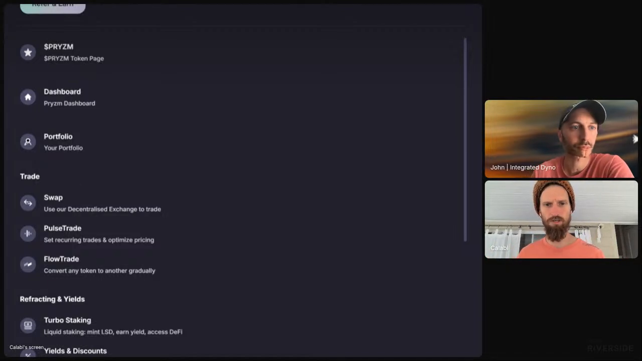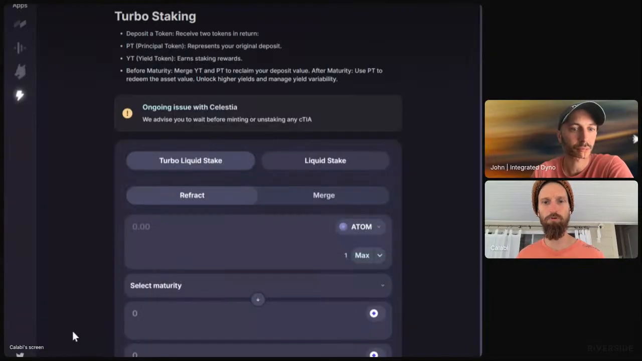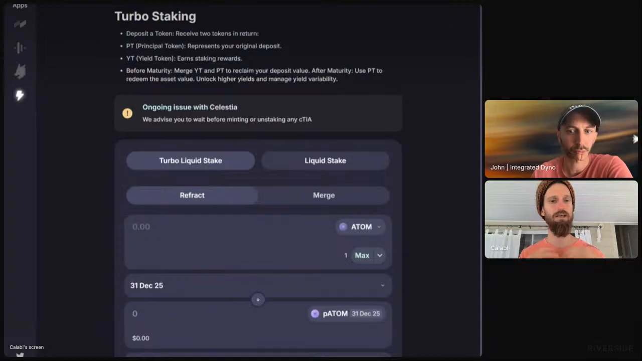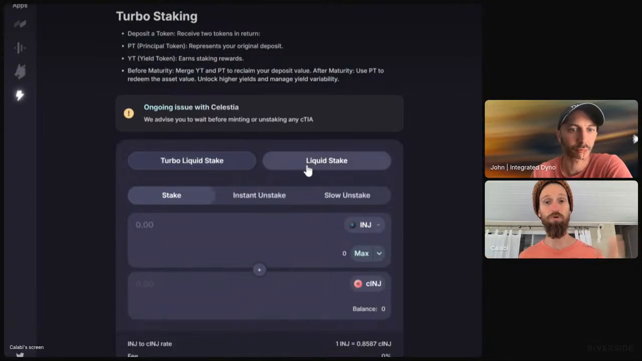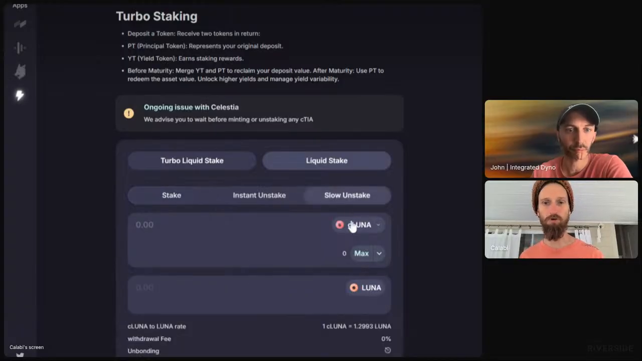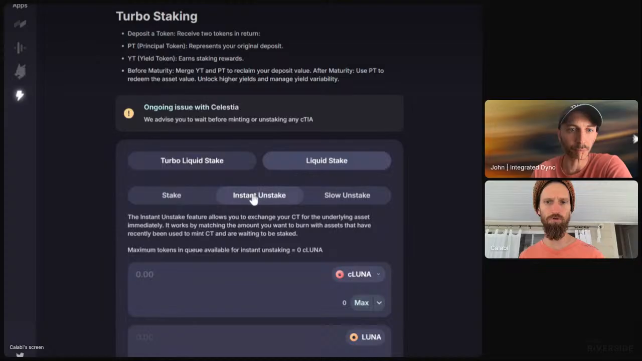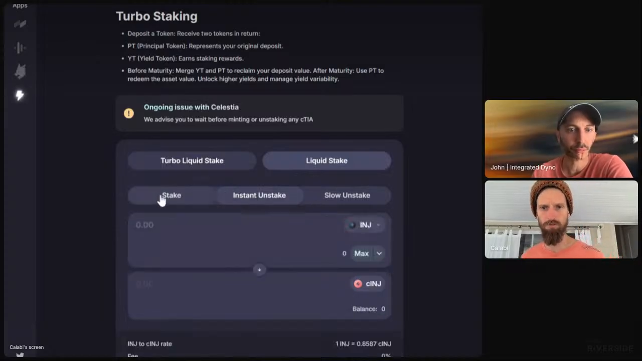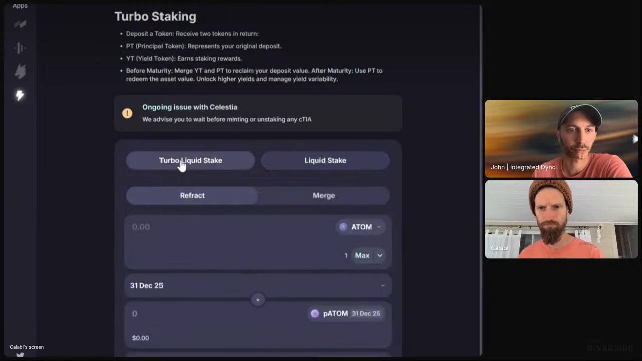So let's go to turbo staking. You have a couple options here. Turbo liquid staking is you have the base asset Atom, and it liquid stakes and refracts. Boom, one step. Or you can choose to just say, hey, I just want to mint the LST. That's all I want to do. And you can also slow unstake here too. And there's a cool option for instant unstake. I don't think we'll get into it today, but it's something that could be explored later on.